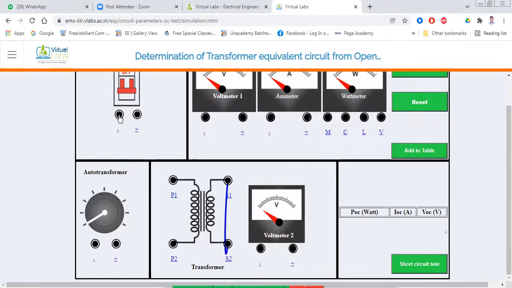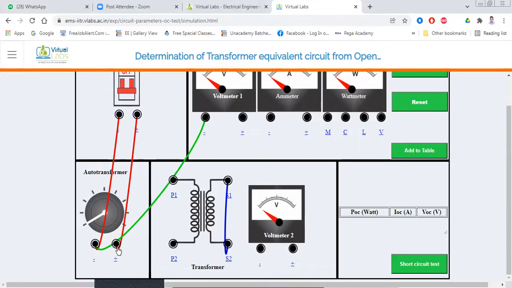Okay, first we give the supply to the auto transformer, and the output of the auto transformer we give to the rest of the circuit. Now the first terminal of the auto transformer is connecting. First we have to connect a voltmeter in parallel with the auto transformer so that we can find out the supply voltage.